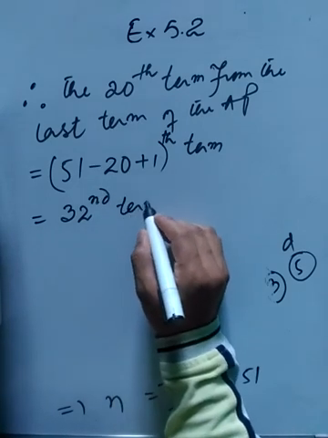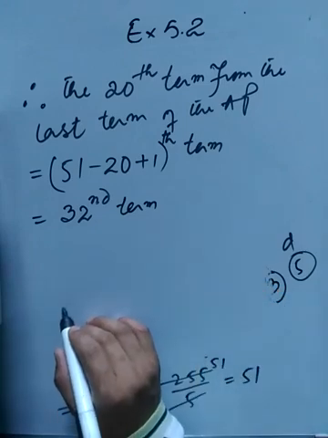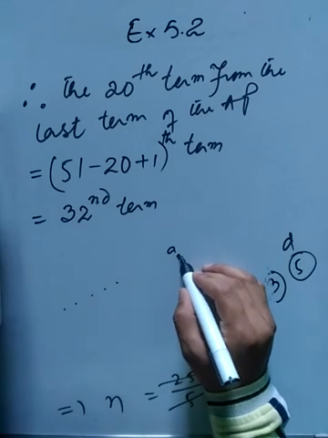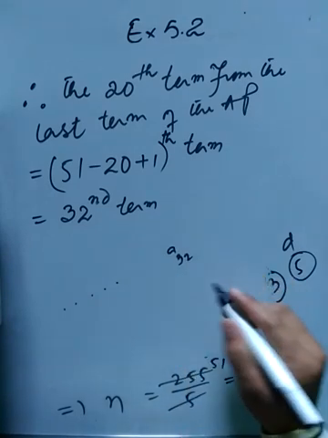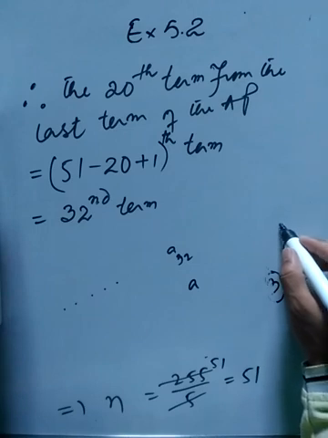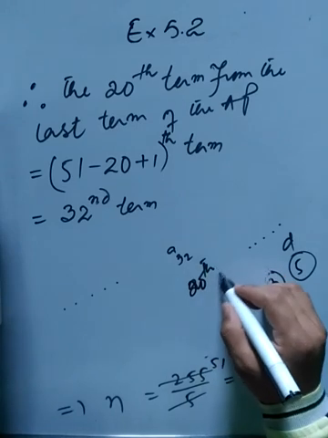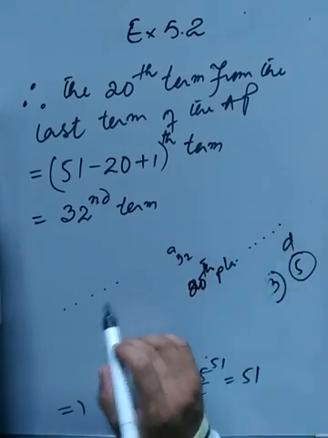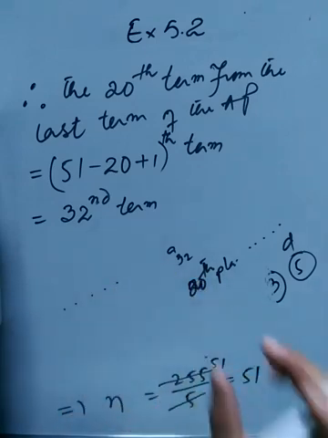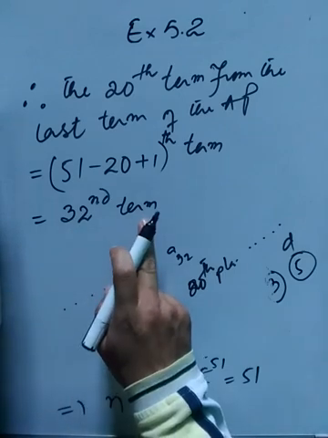Okay, this represents when we start counting from the first: A1, A2, A3, A4, A5 like that. When I reach A32, that will be the same as if we start counting from the last: first, second, third, fourth, then here it will be the 20th place. So that means the 32nd place from the first term will be the same as the 20th place from the last term. So the 32nd term is actually from the beginning.